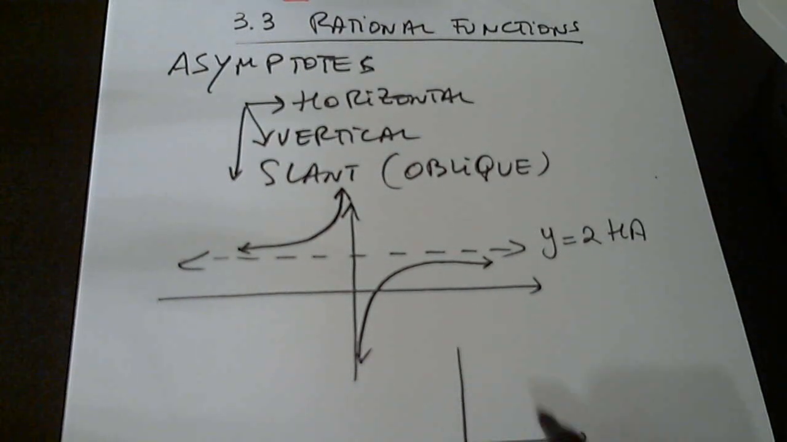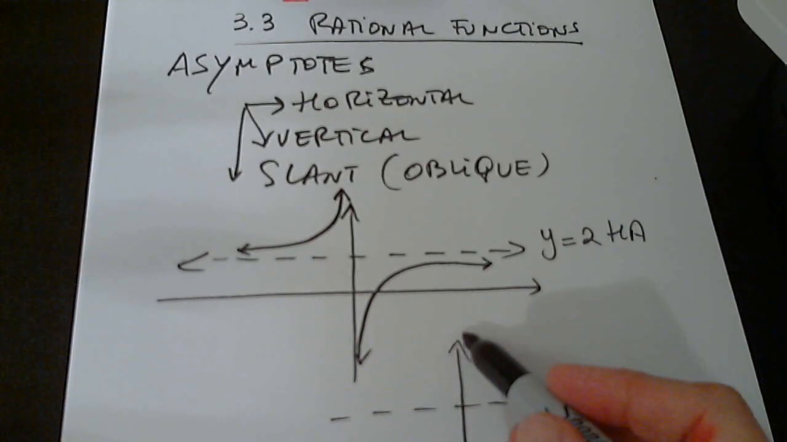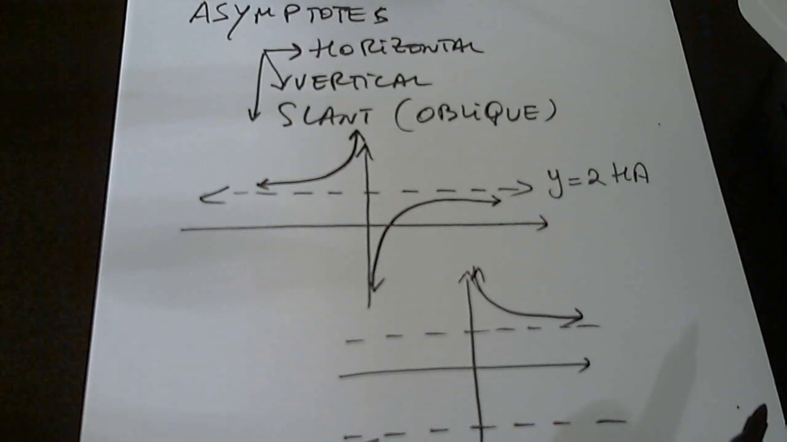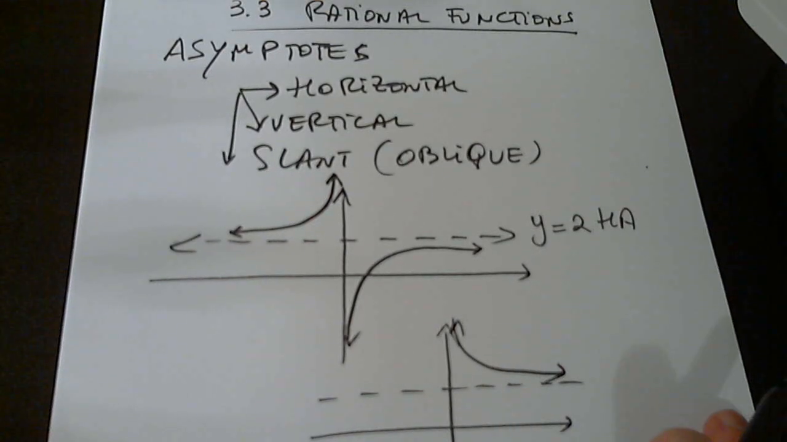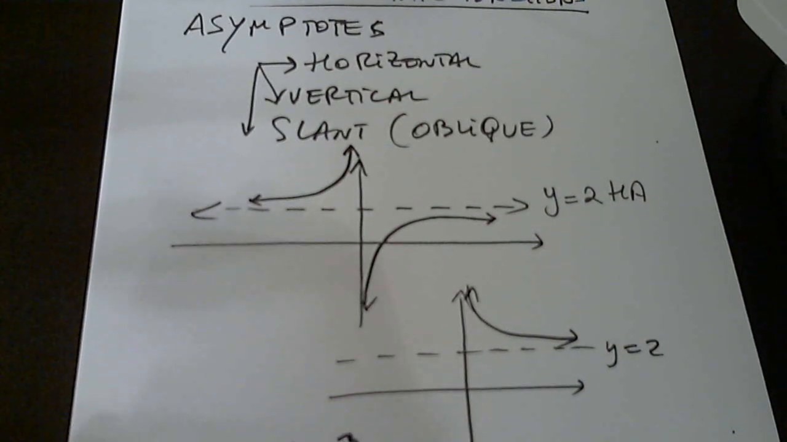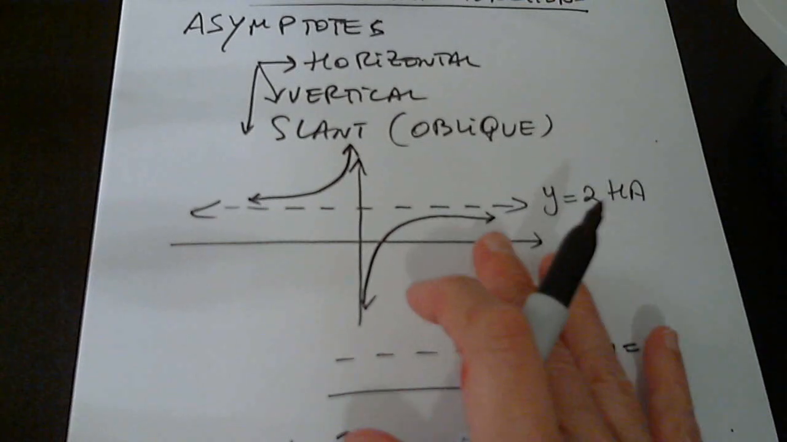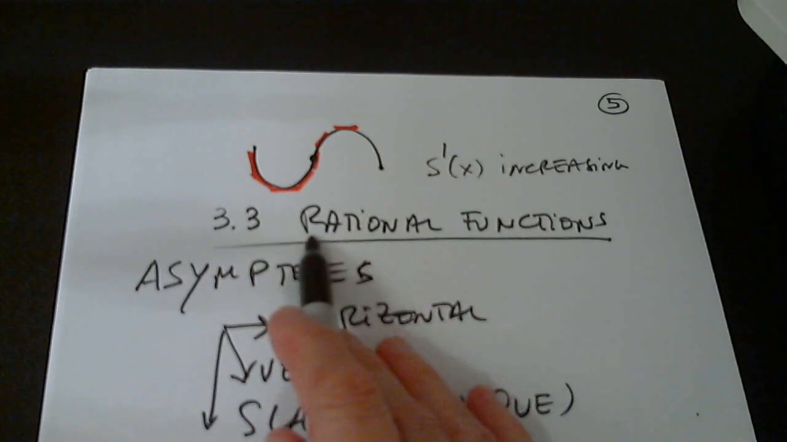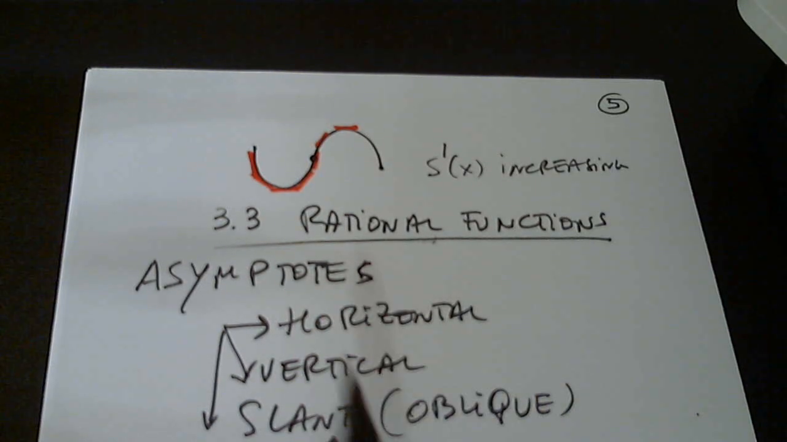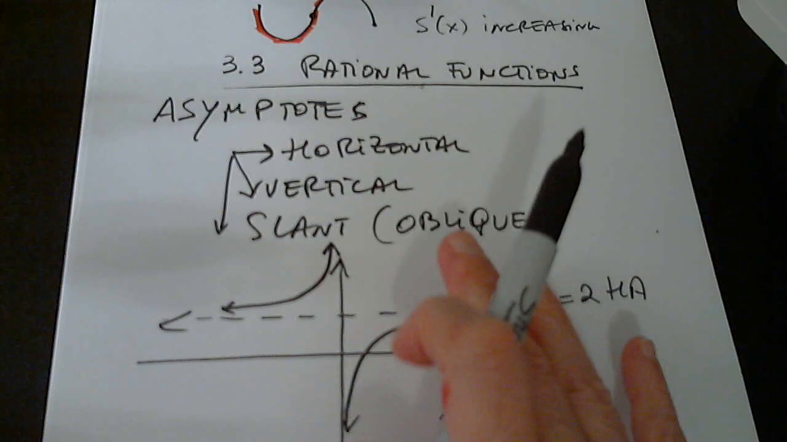A function can have this asymptote and this asymptote, and do this and do this. In other words, at positive infinity, it has y equals 2. At negative infinity, let's say it has y equals negative 3. This is possible, but not for pure, simple rational functions. The simple ones, they have the same asymptote on both sides. Okay, so that's the horizontal.